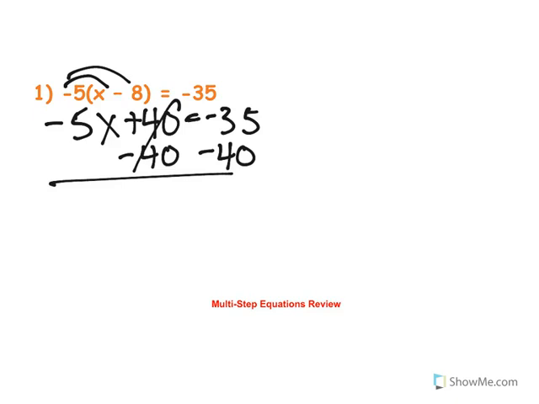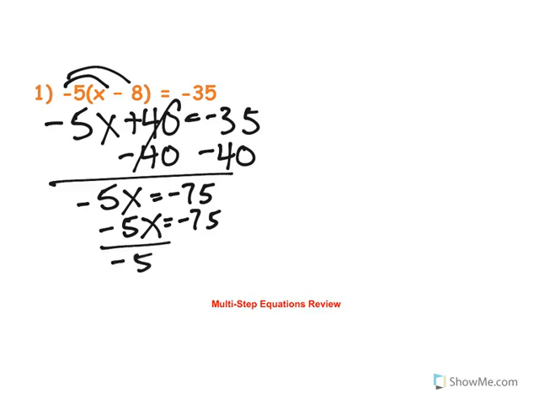I'm going to add -40 on both sides. That gives me -5x equals -75. And finally, we'll divide both sides by the coefficient, which is -5. And we should end up with x is equal to 15. Let's take a look at our check.